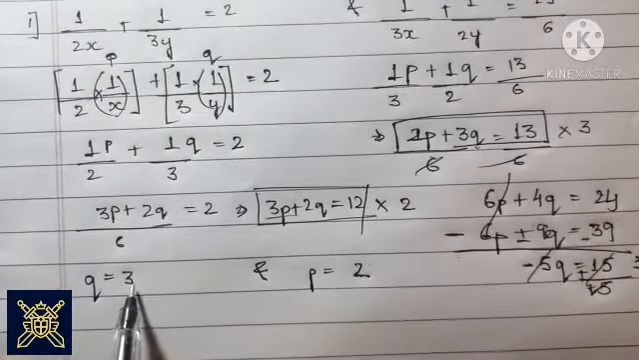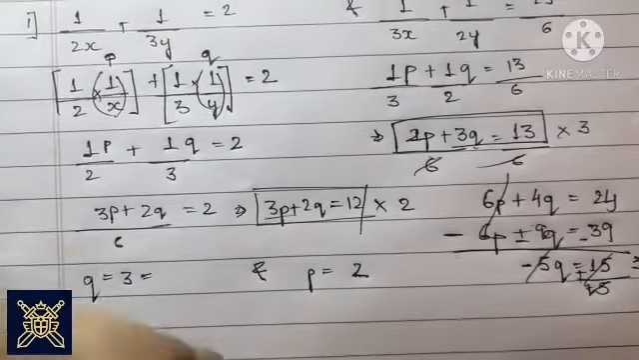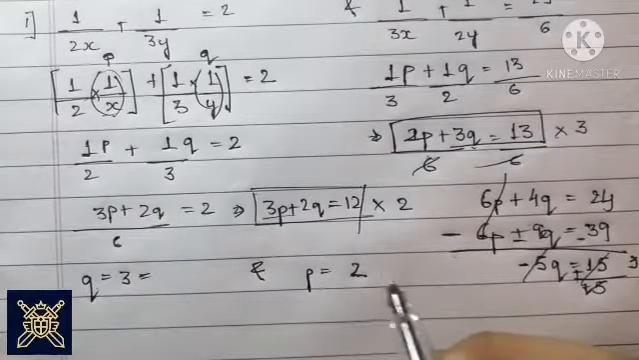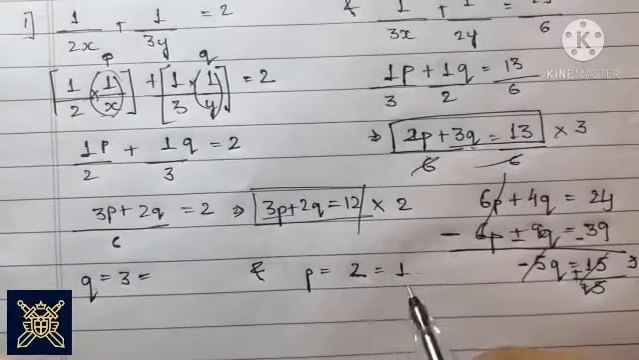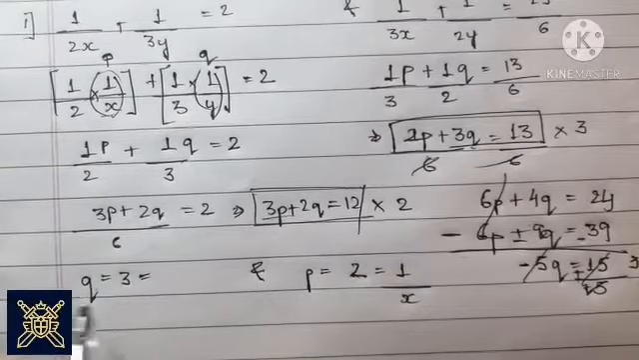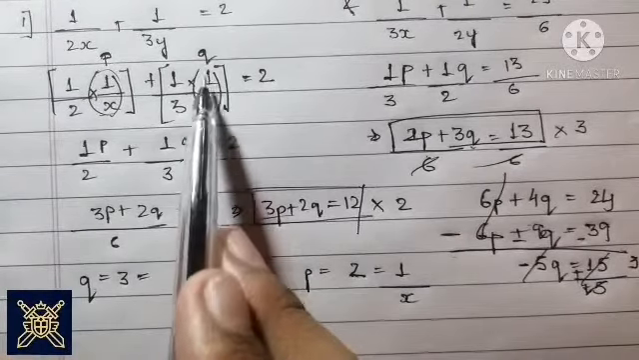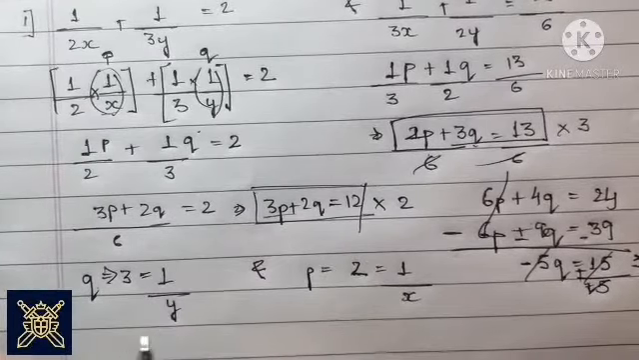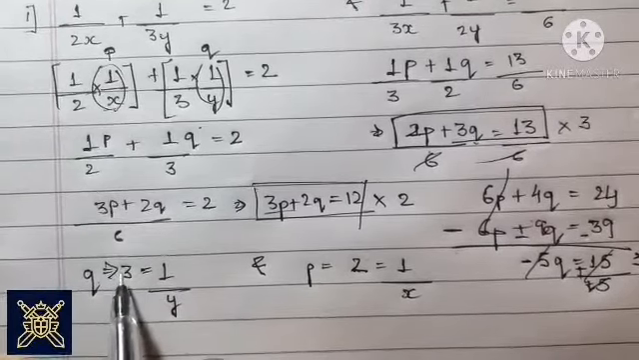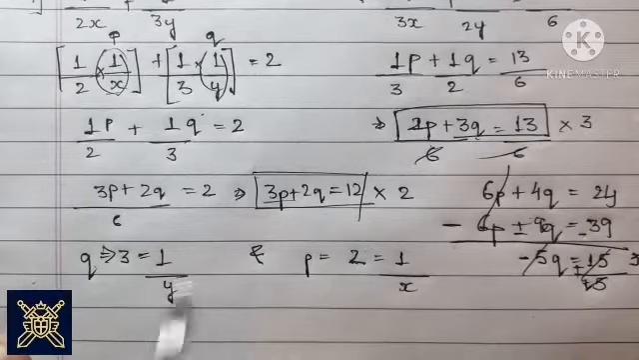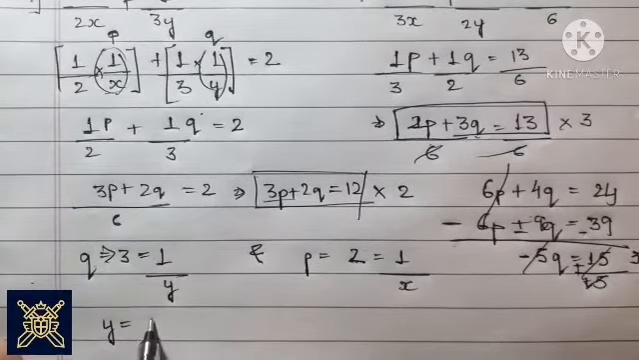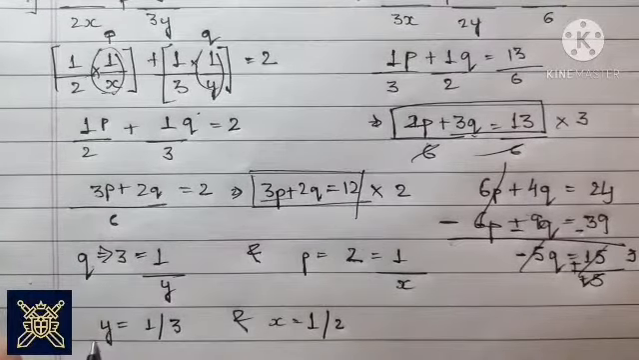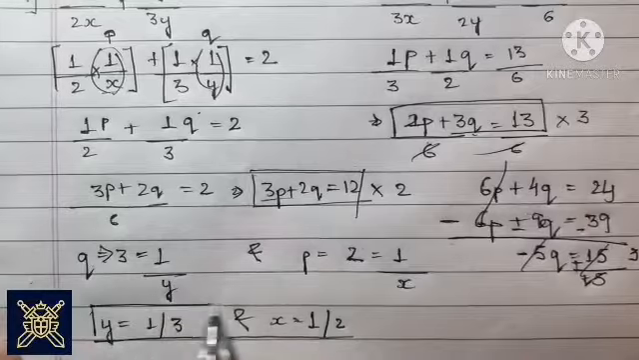Now since q is equal to 3, so this is equal to 1 upon y. Since we have assumed that 1 upon x is p, this can be written as 2 is equal to 1 upon x. Similarly, q is equal to 3, but we have assumed that q is equal to 1 upon y. So this 3 is equal to 1 upon y. Now this y goes to the numerator there, and this 3 goes to the denominator. So this implies that y is equal to 1 upon 3 and x is equal to 1 upon 2. So this is how you find the solution for such questions.